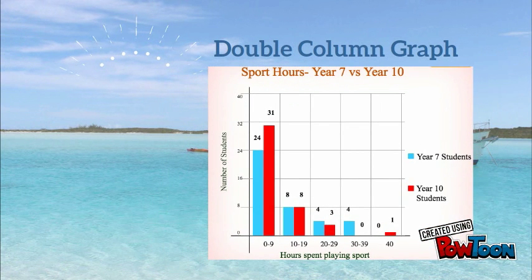This double column graph compares students in Year 7 to students in Year 10. I have grouped the hours for the double column graph as 0 to 9, 10 to 19, 20 to 29, and 30 to 39 and 40, as there's such a wide range of results, and this shows more accuracy.